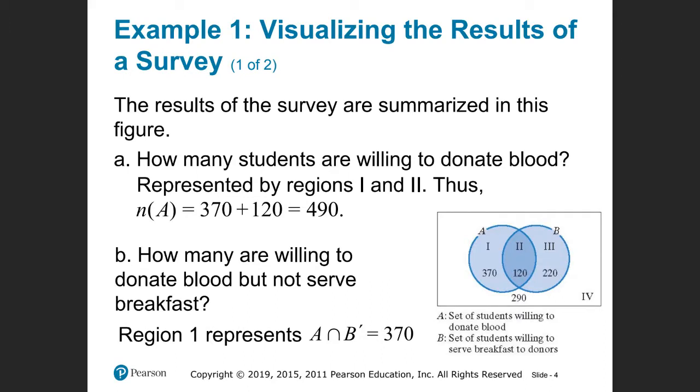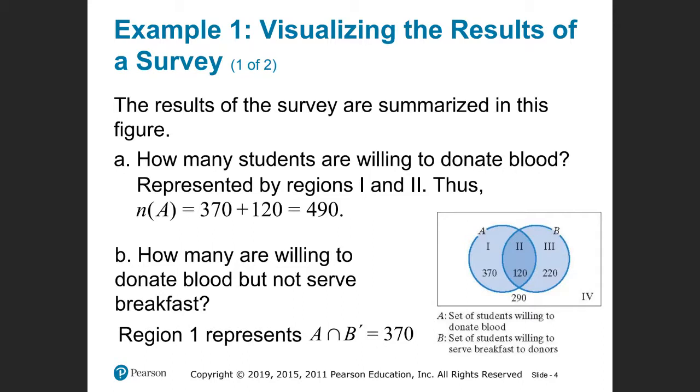Okay, the first example we're going to look at is visualizing the results of a survey. This survey involves a set of students willing to donate blood, which is labeled A, and a set of students willing to serve breakfast to donors, labeled set B. How many students are willing to donate blood? Well, this is represented by set A, which is regions 1 and 2. So finding the sum of regions 1 and 2, we get 490.